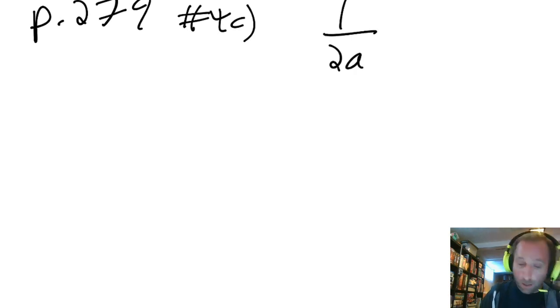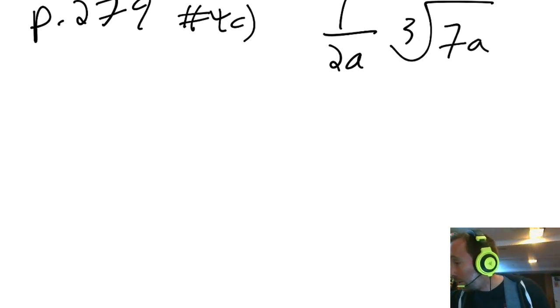Okay, as I'm going through, if you have any questions, please ask them in the chat, and I will be happy to address them as I see them. Otherwise, I'm going to start off with some questions on simplifying radicals. This was on page 279, question number 4C. If you have a textbook nearby, you might want to grab it out. If you don't, a piece of paper is fine too. The question was to simplify 1 over 2a times the cube root of 7a, I believe. This was 4C. Just let me check my textbook.